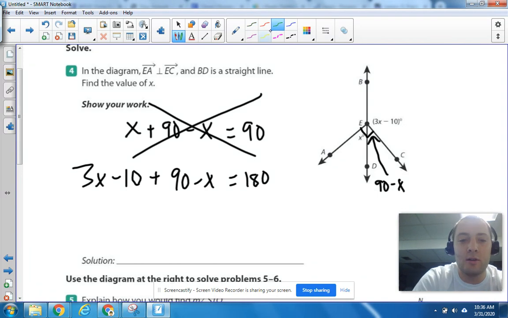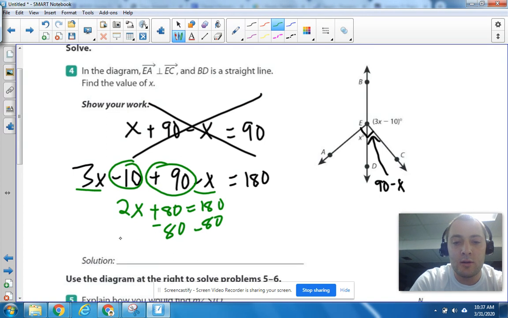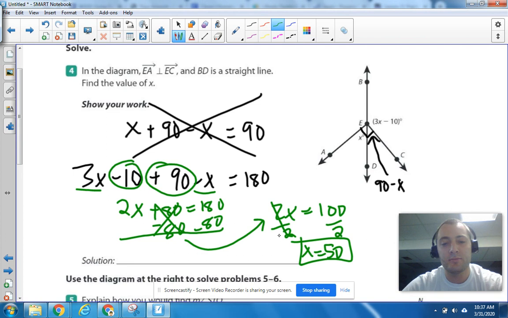And I can look at, okay, I have 3x minus 1x. That gets me 2x. If I have a negative 10 plus 90, that's 80. And then I have a really short equation to solve. I can subtract 80 from both sides. I'm going to bring this up here. I'm left with 2x equals, this canceled out, 180 minus 80 is 100. Divide it by 2. I get 50. So my answer for x is 50.